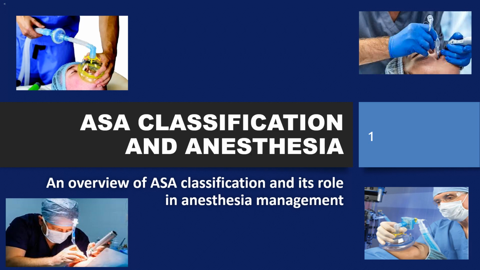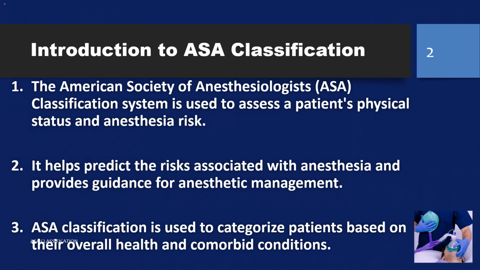Understanding the ASA classification system is essential for anesthesia professionals to provide optimal care and minimize risks for patients undergoing surgery. ASA classification. Assessing patient risk. 1. Purpose of ASA classification. 1. Assessing physical status. The ASA classification system evaluates a patient's overall health and physical status. 2. Predicting anesthesia risk. It helps predict the risks associated with anesthesia and guides anesthetic management.